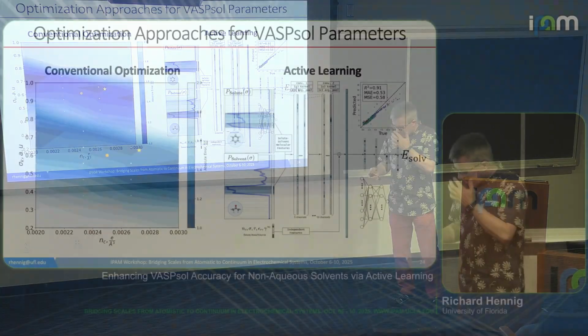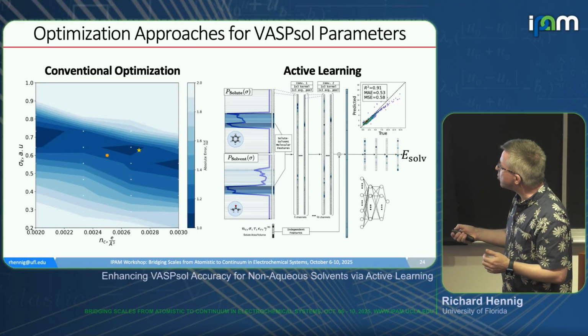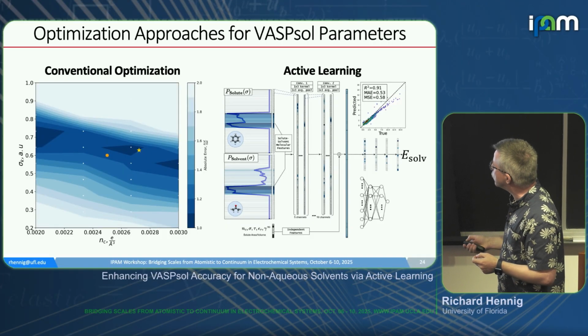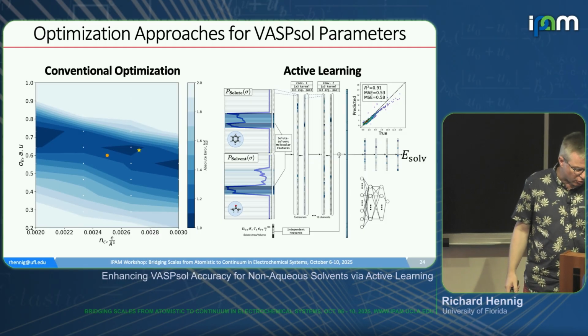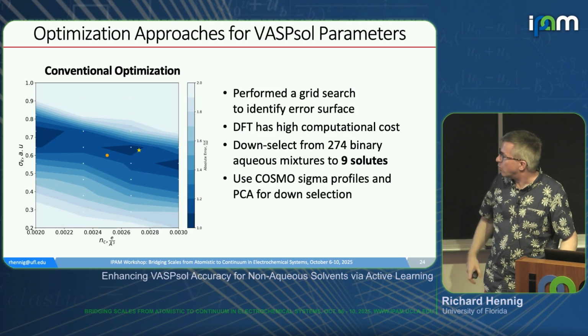Okay. So we're going to start out, I'll show you that conventional optimization is not going to work. I'm going to then show you an active learning loop. And I'm going to show you what in the world I mean by these little plots, and what the features are that we actually use to do that learning loop.